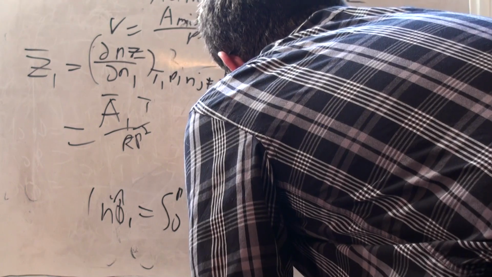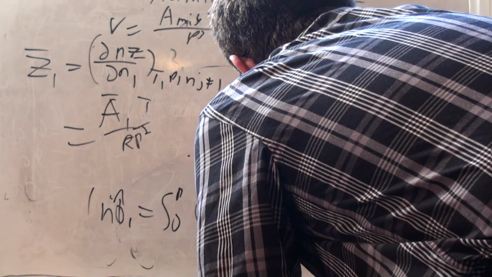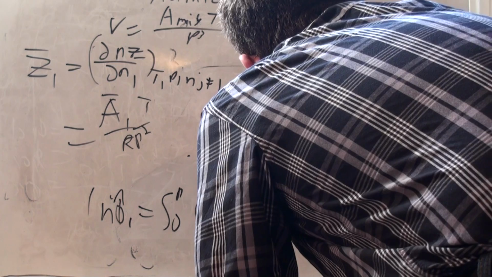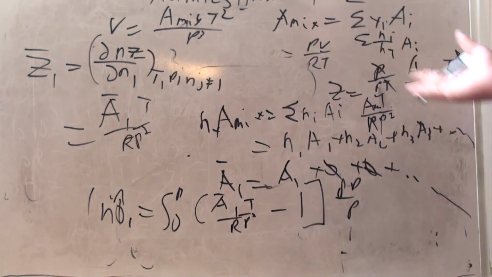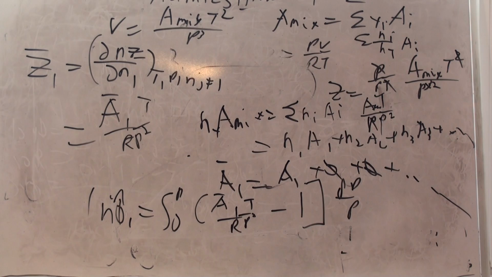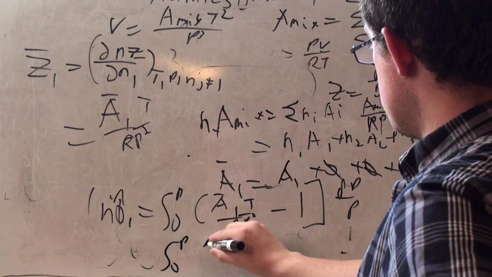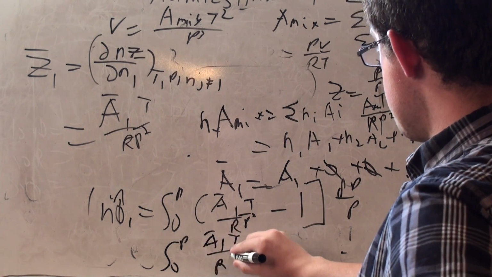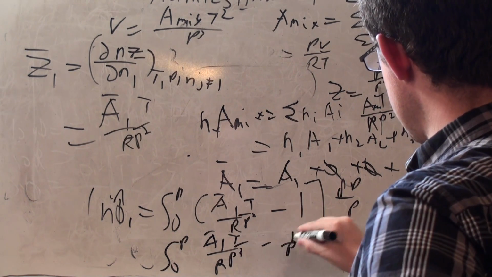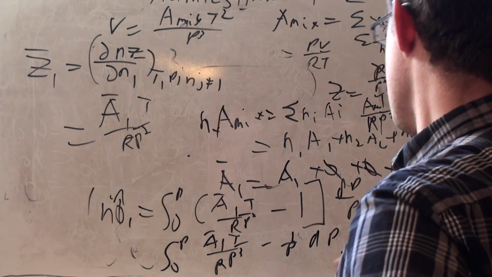So natural log of phi 1 hat is equal to the integral from 0 to P of partial molar Z. Well, let's plug that one in actually. So partial molar A1 T over RP squared minus 1, dP over P. And then I just want to distribute that over P and then do my integral. So let's distribute it first. From 0 to P, I have partial molar A1 T over RP cubed minus 1 over P dP. And then I just do my integral.